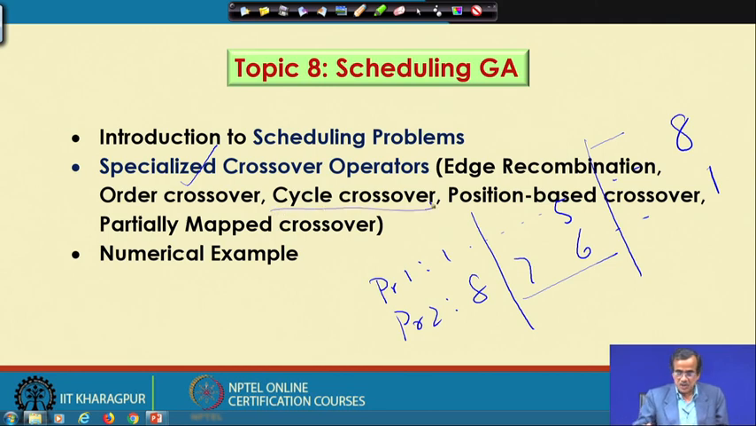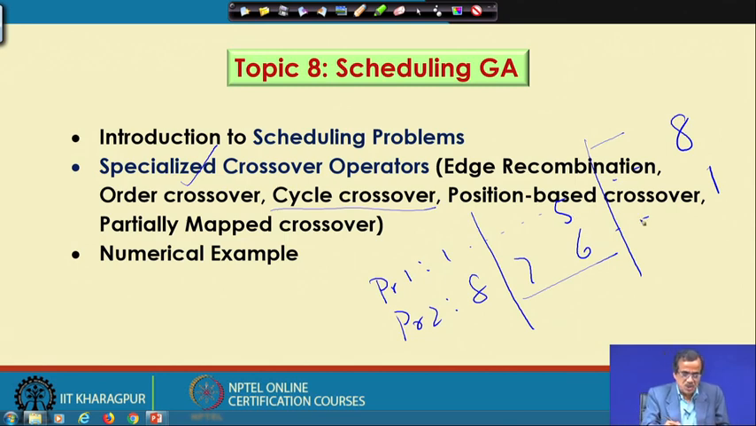Then comes the cycle crossover. We start with one starting city of the cycle selected at random, and we just continue this particular process, and this particular cycle is going to be complete, and once it is completed, the other remaining positions we take from the other parent.